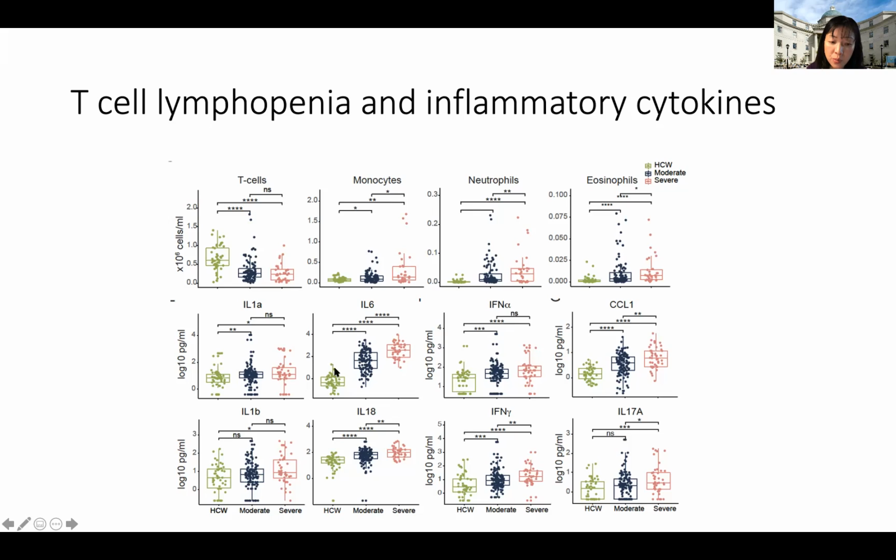And this is really what you would find in healthy controls. And so we see many of these inflammatory and antiviral cytokines come up in the plasma of the patients that have moderate and severe disease, whereas the composition of leukocytes changes with disease severity as well.